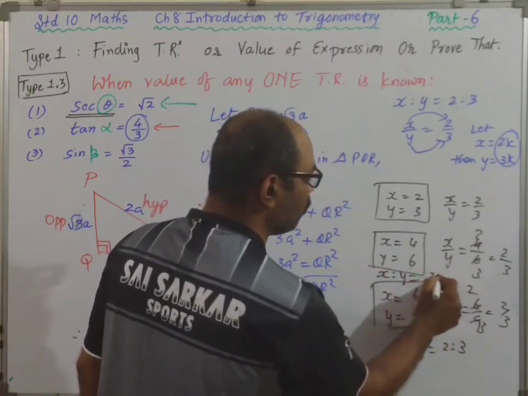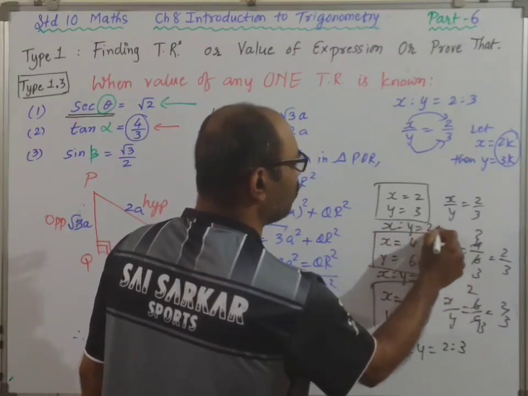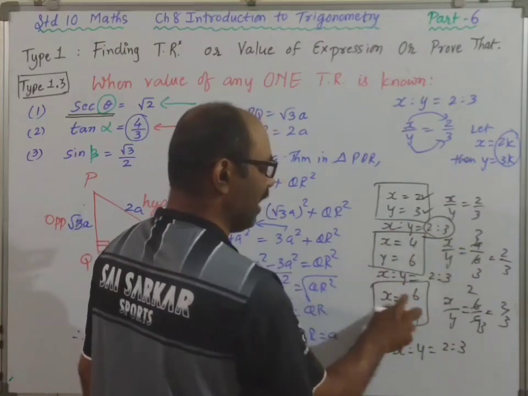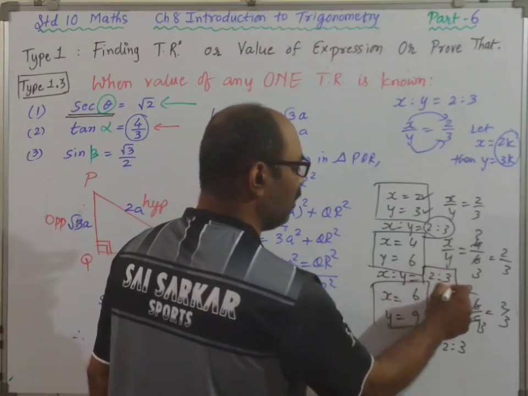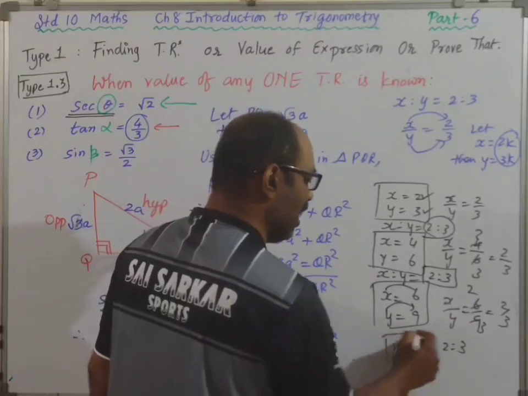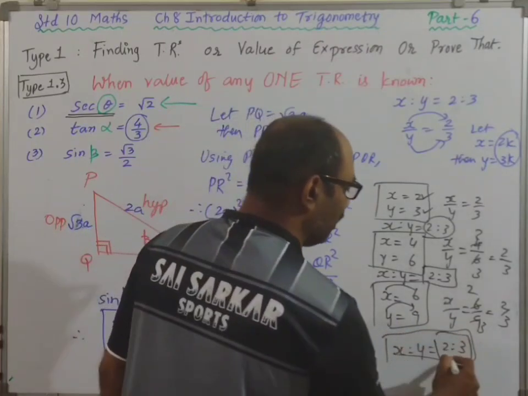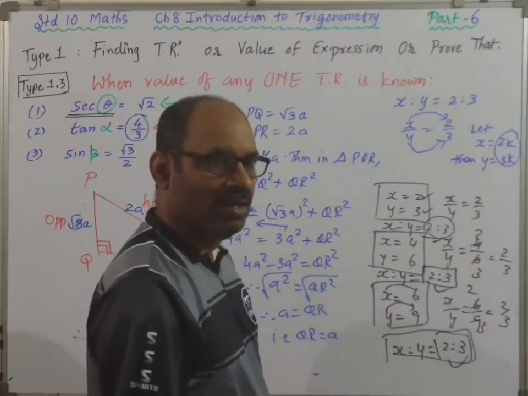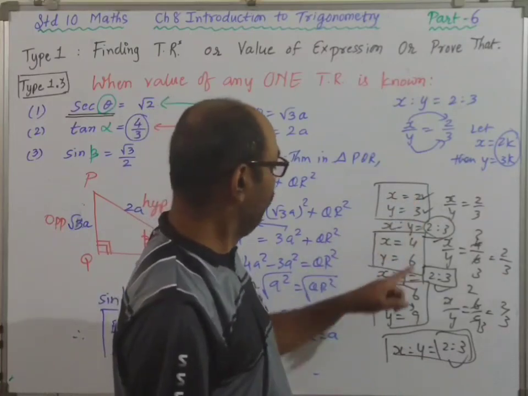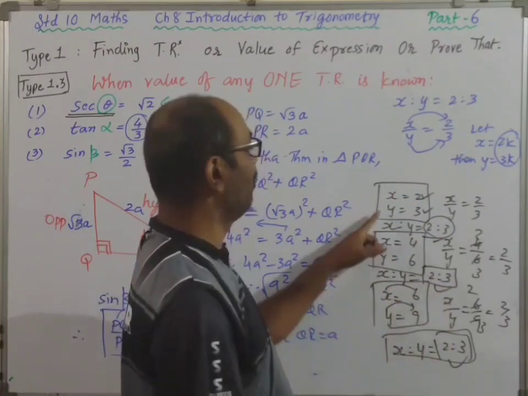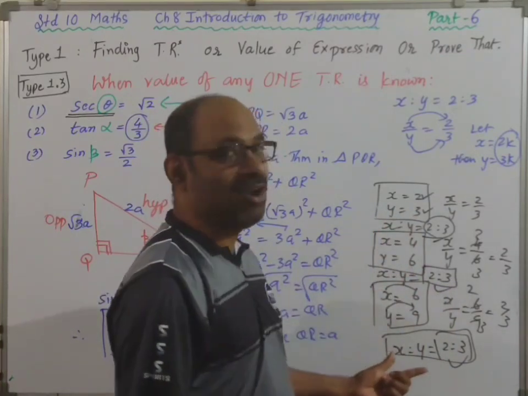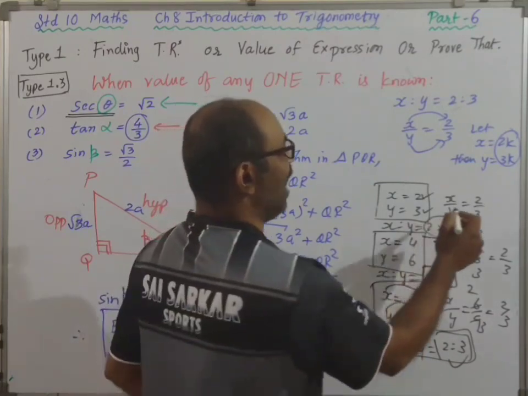Here x is to y is 2 is to 3. When x equal to 2, y equal to 3, x is to y is 2 is to 3. When x equal to 6 and y is equal to 9, still x is to y is 2 is to 3. So this ratio remains the same. So if ratio is 2 is to 3, then what is x? It can be 2, it can be 4, it can be 6. Then the corresponding value of y can be 3, 6 or 9 respectively. So values of x cannot be fixed, but we know the value of x.